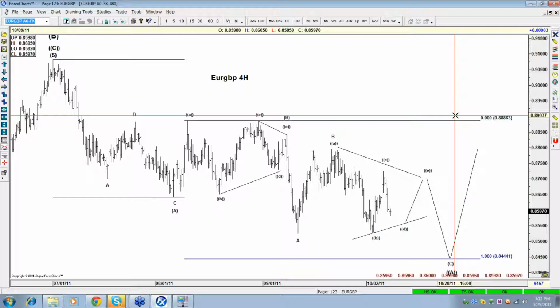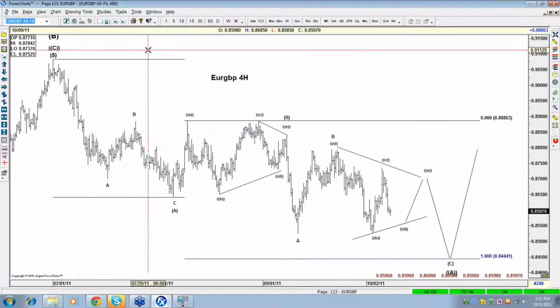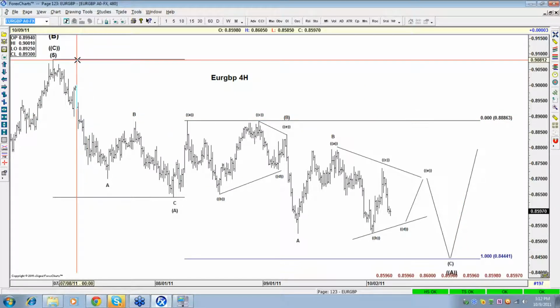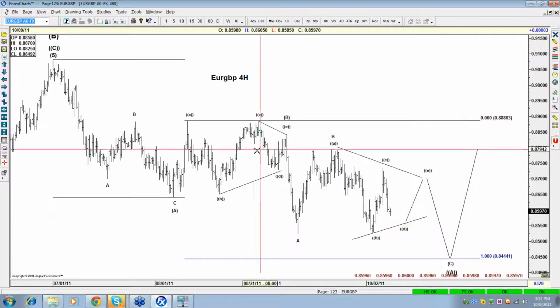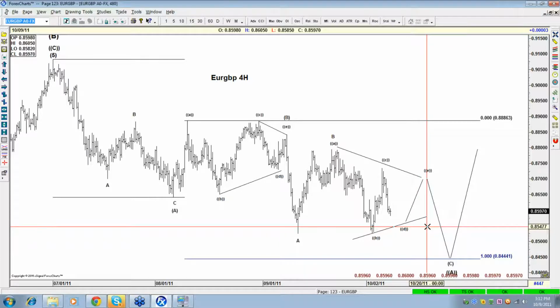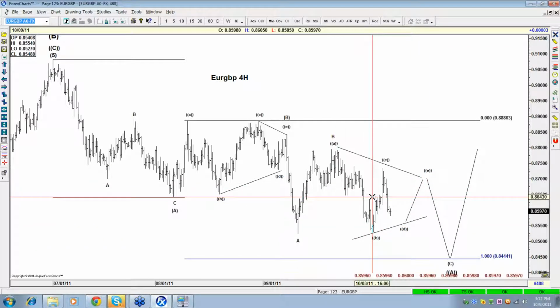Not the best pair to trade at this stage. I would be a seller if it goes to 88 against this high. That's the best way. My advice, don't trade it. There are better trades in the market than the euro pound, in my view. Any other question, guys?